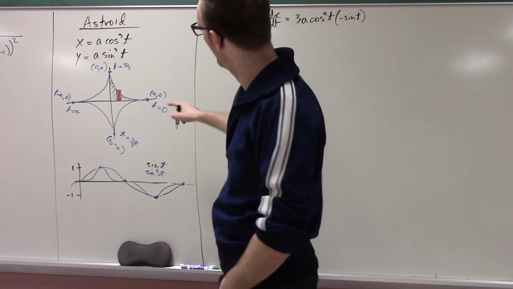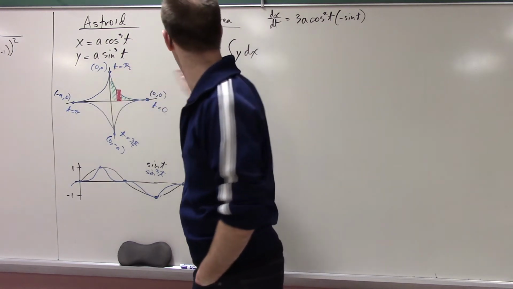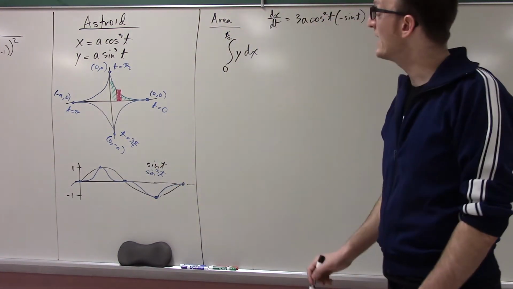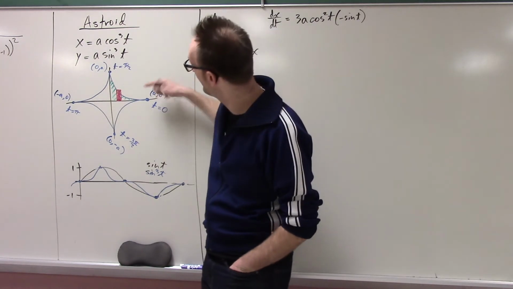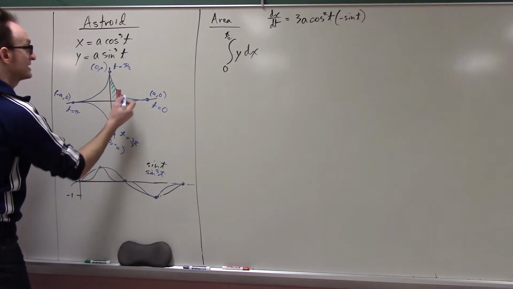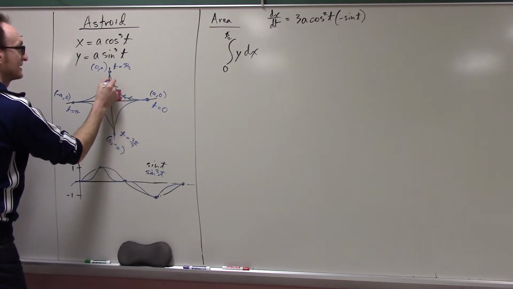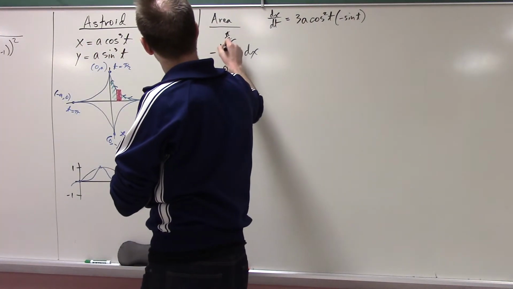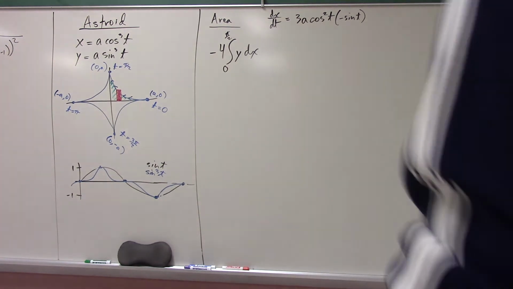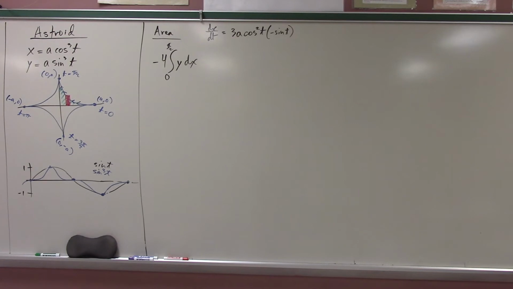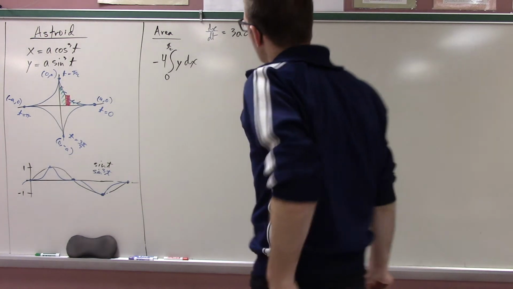And I want to integrate from t equals 0 to t equals pi over 2. And this came up today in class as well, because this curve moves this way, the arrows are going like this, so the dx's are all negative. So I actually need to throw a negative out there, and then I also need to multiply by 4, because there are 4 of these pieces. So this is negative 4 y dx.